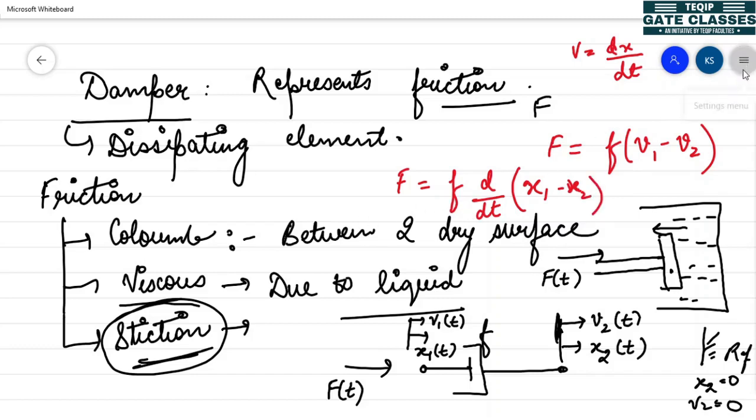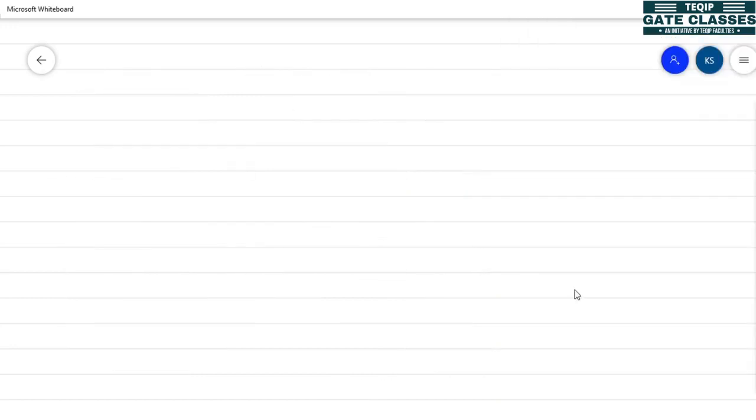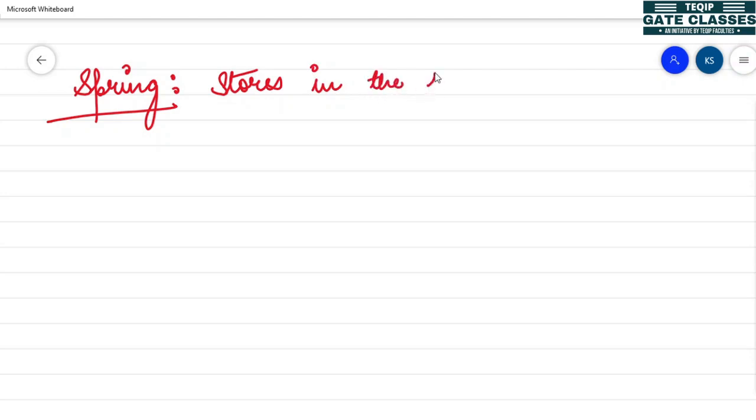Now I will discuss the third element, that is spring. It stores energy in the form of potential energy. So now we have three elements. One is dissipating element, that is damper, and another two are energy storage elements, that is mass and spring. Same as in electrical circuit. So spring stores energy in the form of potential energy.